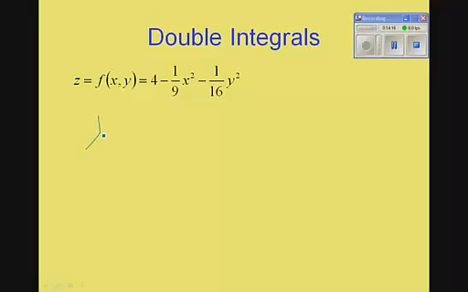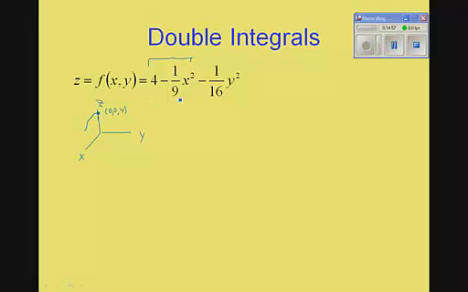Let's see, I want the x, y, and z axis here. So one thing I'll do is I'll plot 0, 0, 4 right there. So there's one point on the surface. And then I want to plot more points. So I'm going to let y equals 0, right? And I see that if y equals 0, I'm in the xz plane. This right here is just a parabola opening downward, right? So along the xz plane, I have a parabola opening downward.